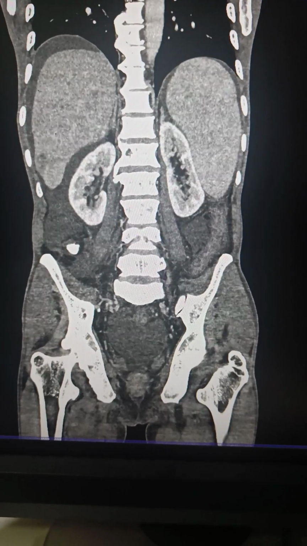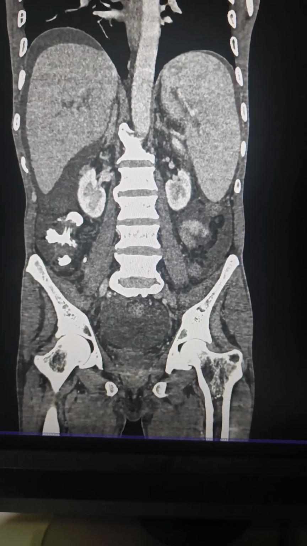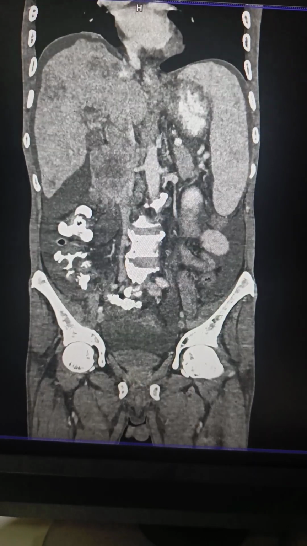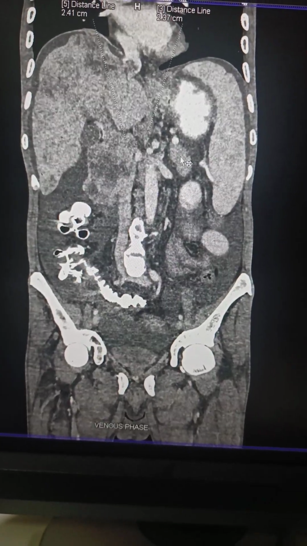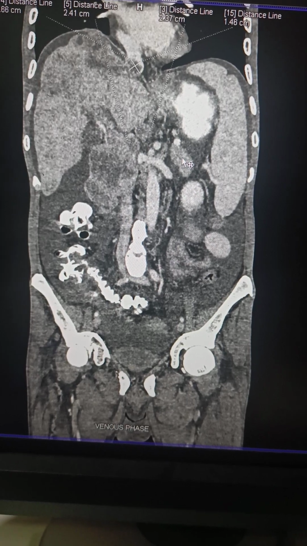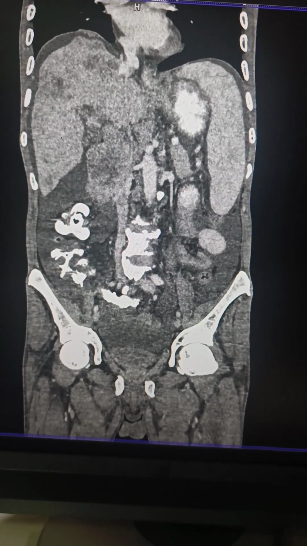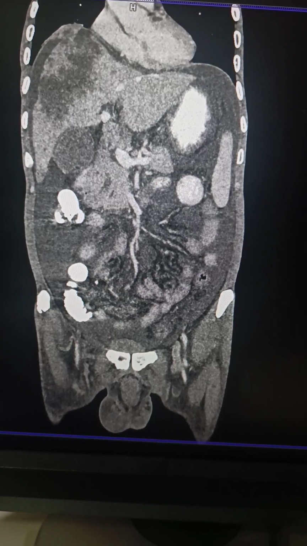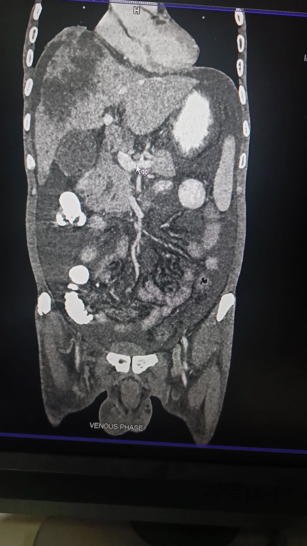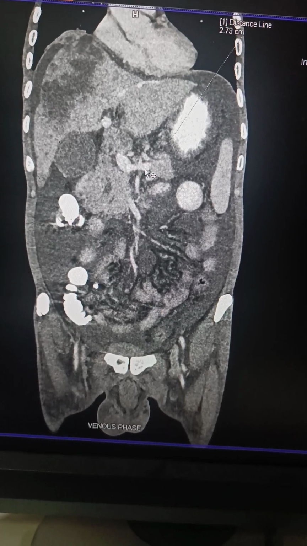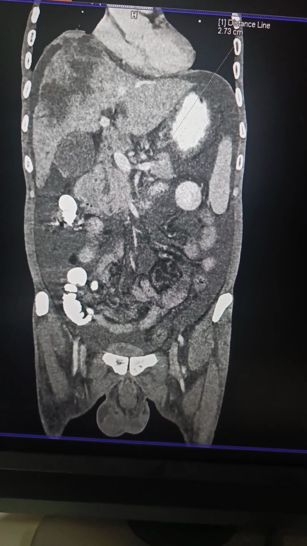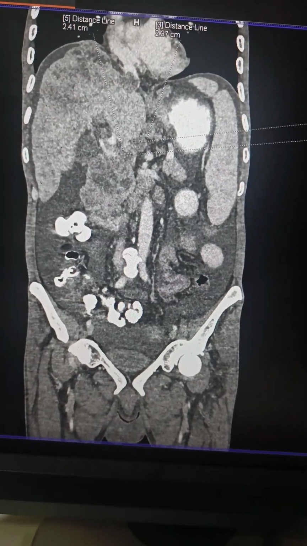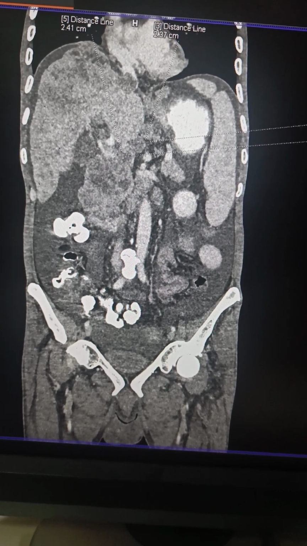On post contrast, this lesion shows heterogeneous enhancement with multiple non-enhancing hypodense areas within it, suggestive of necrosis. This mass lesion is encasing the distal end of the common bile duct. This is the common bile duct, and it is encasing the distal part of the common bile duct and the proximal pancreatic duct, indistinguishable from the head of the pancreas and second part of the duodenum, and compressing the cystic duct.